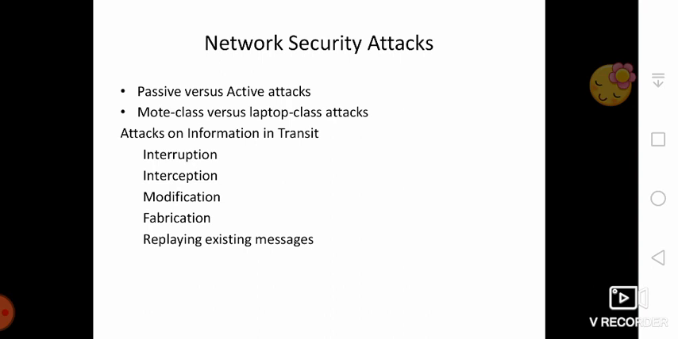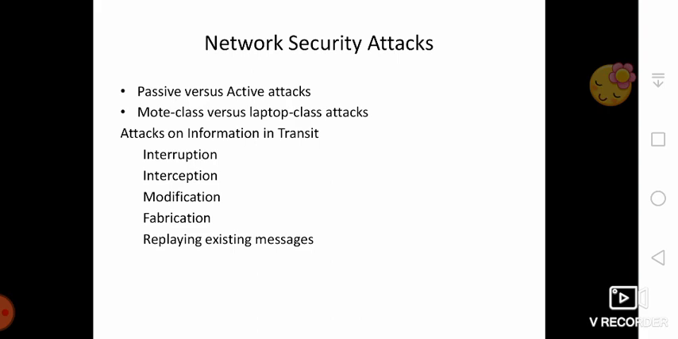Then modification. An unauthorized party not only accesses the data but also tampers with it. This threatens message integrity. The main purpose is to confuse or mislead the parties involved in the communication protocol. This is usually aimed at the network layer and the application layer because of the richer semantics of these layers.